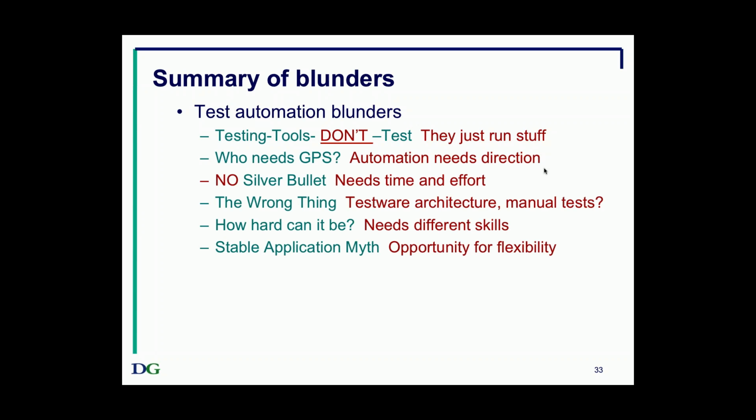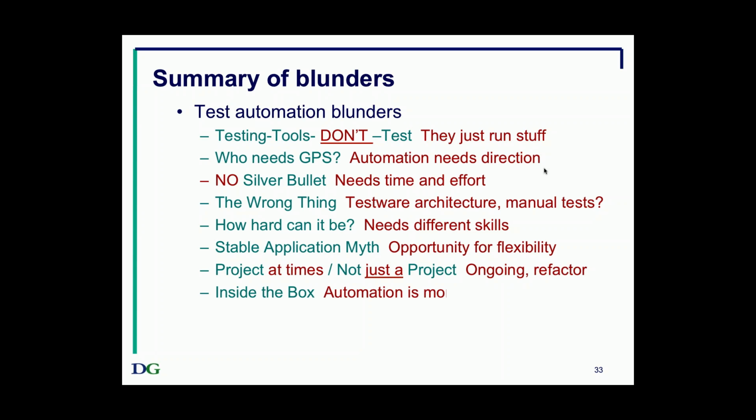Don't think you have to wait for a location to start automating. See this as an opportunity for building flexibility into your automation. Automation is a project at times, especially when you're starting, but it's not just a project. It takes ongoing effort, you need to refactor. And think outside the box, not just inside the box. Automation is more than just execution and comparison. And don't be isolated. Collaborate with your managers, with developers, do experiments, and read. Be aware of what's around there.